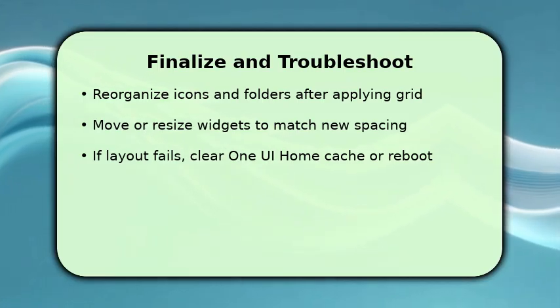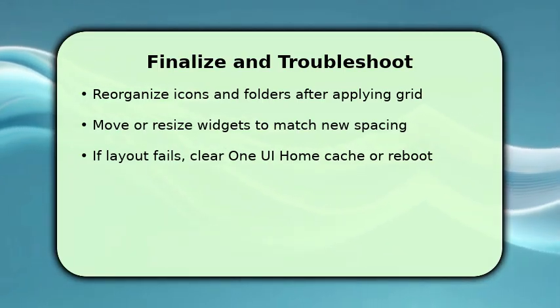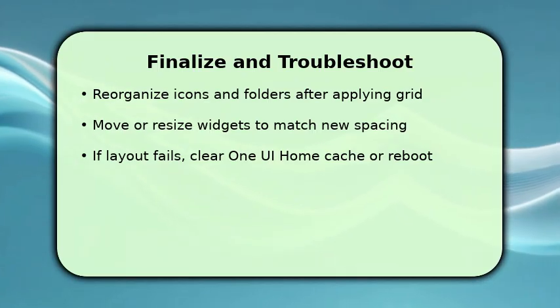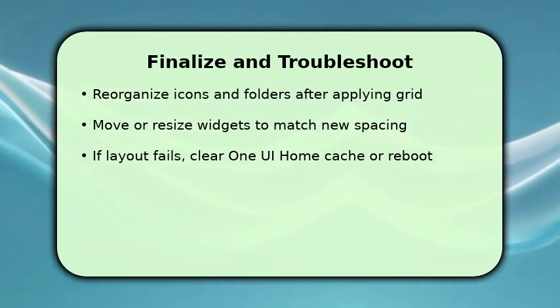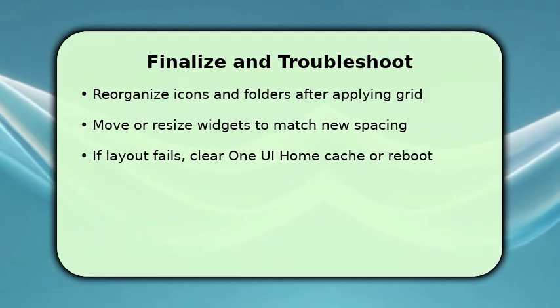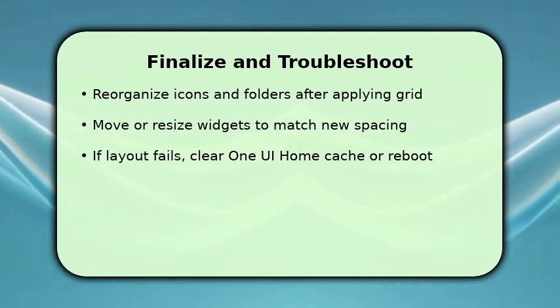If something looks wrong, icons missing or grid not applying, force the launcher to refresh. Go to Settings, Apps, One UI Home and clear cache, or simply reboot the phone. That usually fixes layout glitches without losing data.